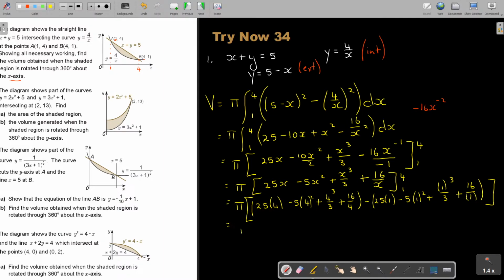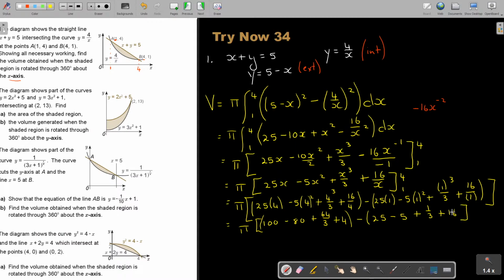Okay. And if I'm going to simplify this now, I'm just going to make it easier for myself. So this is 100 minus, and then it's 16 times 5 minus 80. 4 to the power of 3 is 64. I will now simplify it in the next step. This is 25 minus 5 plus 1/3 plus 60.